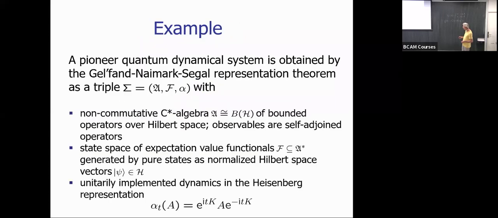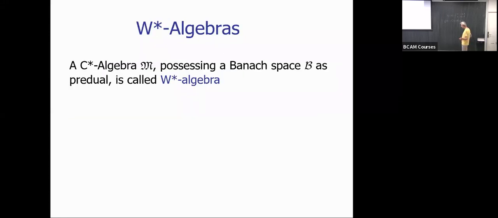Okay, now we are ready to come to the next important notion, and we were talking about C-star algebras last days. Now we introduce another important concept, that of a W-star algebra. In the literature, you will often find the same term as von Neumann algebra. This is essentially the same. So let us look at a C-star algebra, call it M. If this C-star algebra possesses a Banach space as a pre-dual, it is called a W-star algebra.